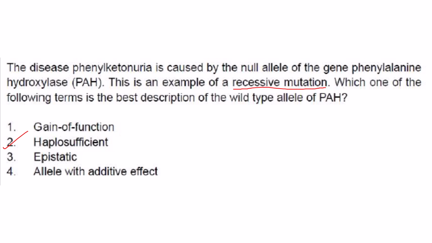Then allele with additive effect means each copy of the allele will contribute to the phenotype of the trait. Okay. So if capital A small a is there, some portion of capital A will contribute to the disease, and a portion of the small a protein will contribute to the disease. So both together they will contribute to the disease. That is not the case here. So allele with the additive effect is not correct.